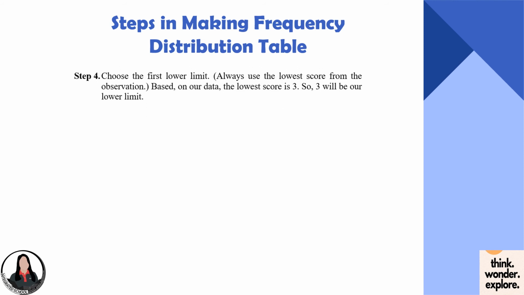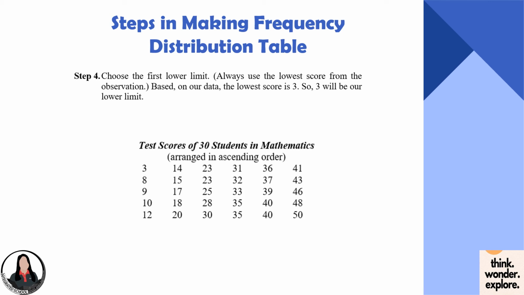Next, step 4, choose the first lower limit. Always use the lowest score from the observations. Based on our data, the lowest score is 3, so 3 will be our first lower limit. That is where our class intervals will start.